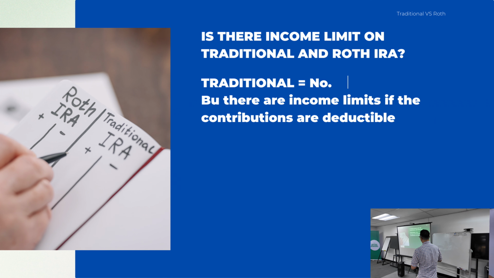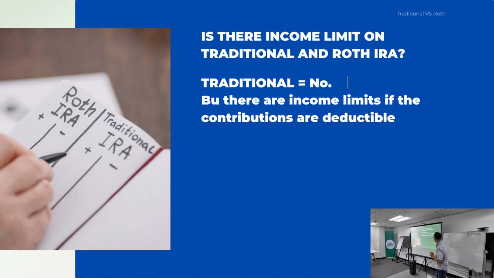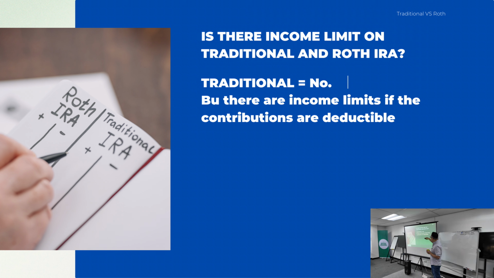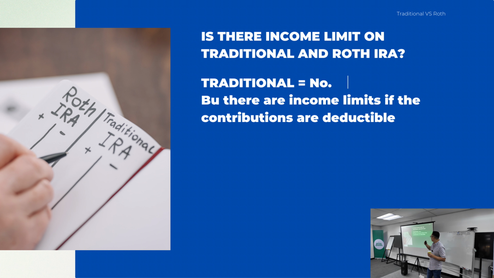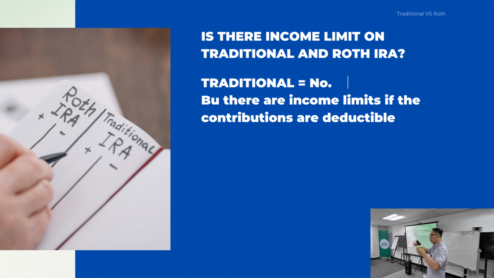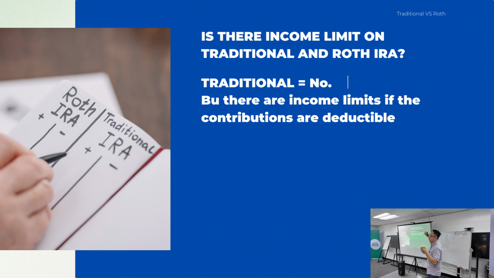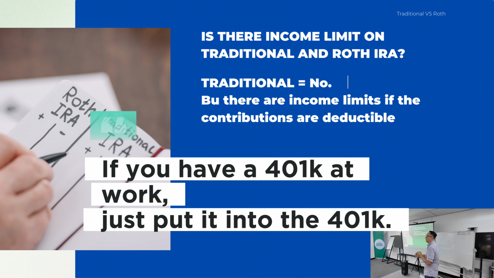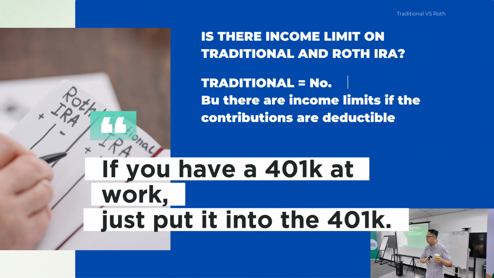And are there income limits? There are technically no income limits, but there are income limits if the contributions are going to be deductible, meaning that if you have a 401k plan at work, then there might be some limits where you could put into a traditional IRA. Let's say you put $6,000 in, but not all of it's going to be deductible. Okay, so that's a little bit more complicated. We're probably not going to go through that because there's a whole calculation for that. But in general, letting clients know that if you have a 401k at work, just put into the 401k. Probably don't even deal with the traditional IRA.